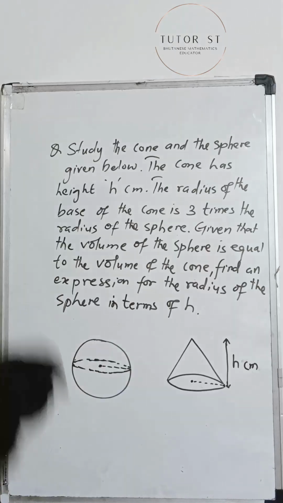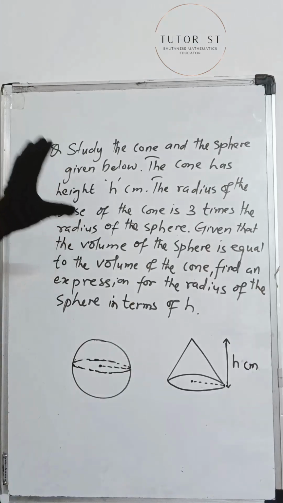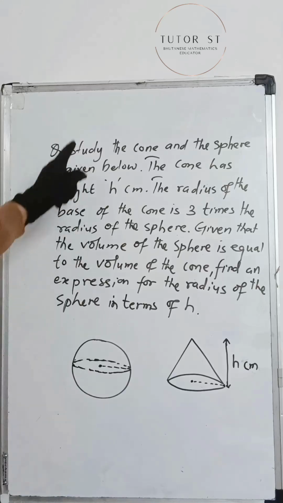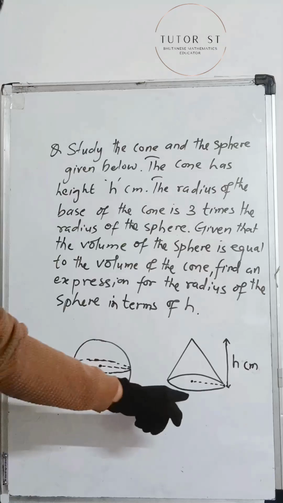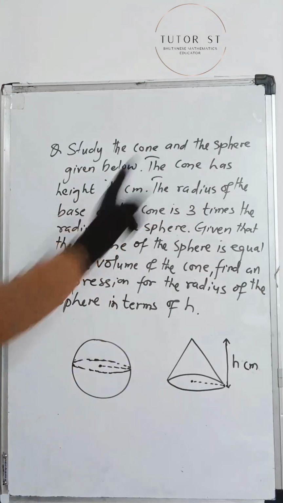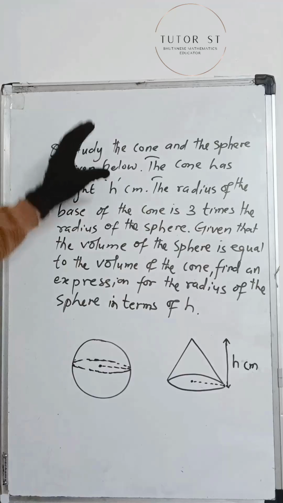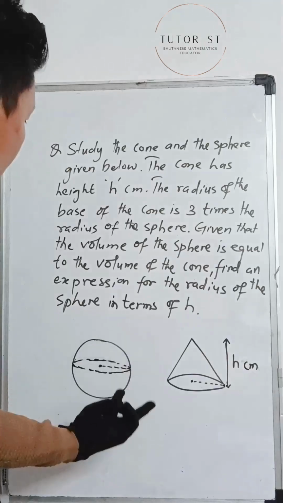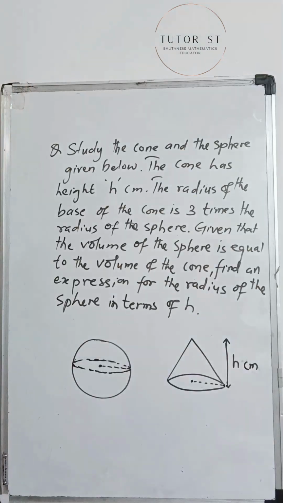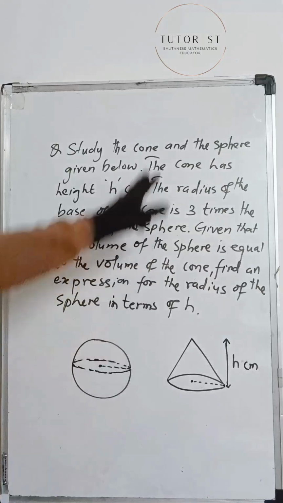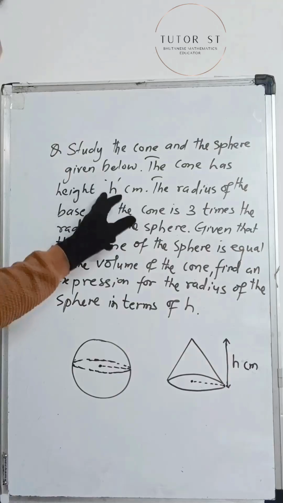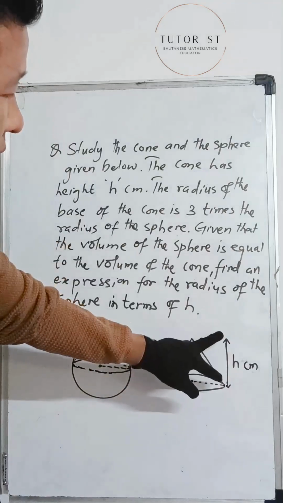And today we have a question from the topic, the volume of 3D shapes. The question is, you're asked to study the cone. We have the cone here and the sphere given below. We have two 3D shapes, sphere and cone. And the first information given to us is the cone has height h centimeter, which is reflected down there.